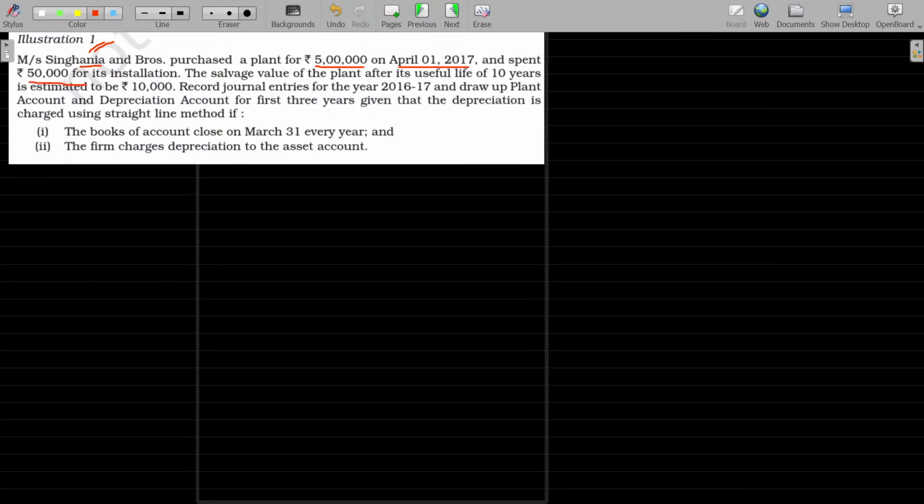And spend 50,000 for its installation. While purchasing any assets, any installation expenses for that will also be addable. So the total value being 5,50,000. The salvage value of the plant after its useful life, the useful life of 10 years, is estimated to be 10,000.